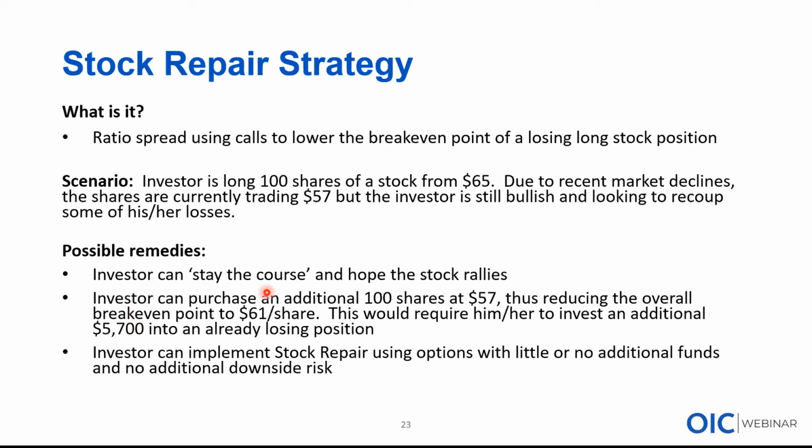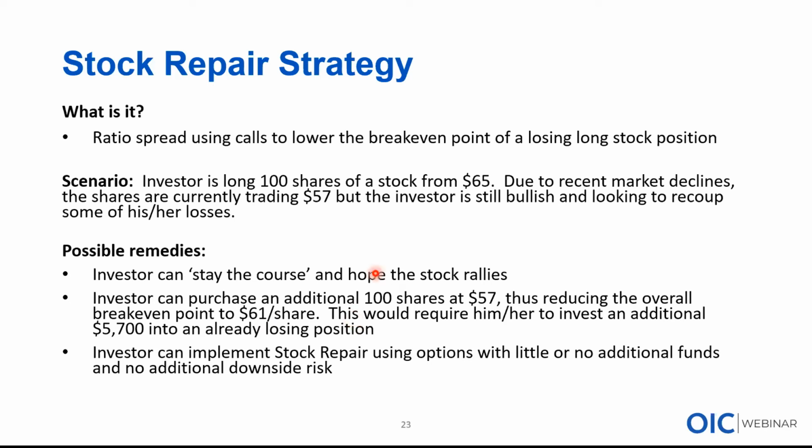So what can you do? Well, you can just do nothing, stay the course, hope it rallies. Remember, it's got to go all the way back up to 65 for you to get to break even. You can scale in with more shares, buy another 100 shares at 57. That's going to cost you $5,700. That's reducing your cost basis, or scaling in. It reduces the break-even point down to 61. Now you have 200 shares of stock. That's doubling your risk. And you have an additional $5,700 that you have to pay into a position that is losing.